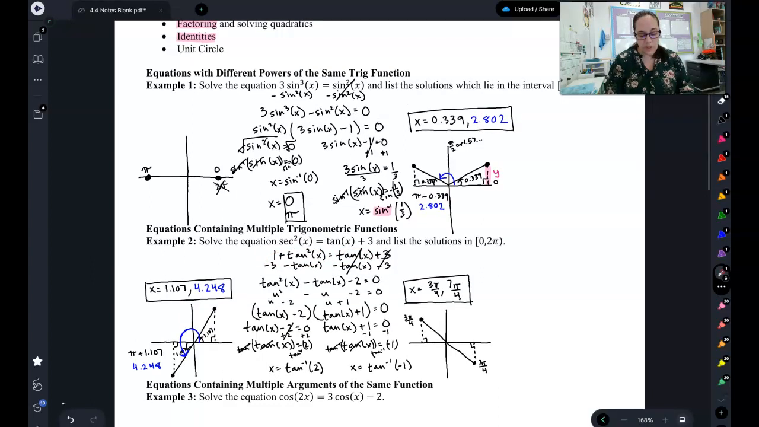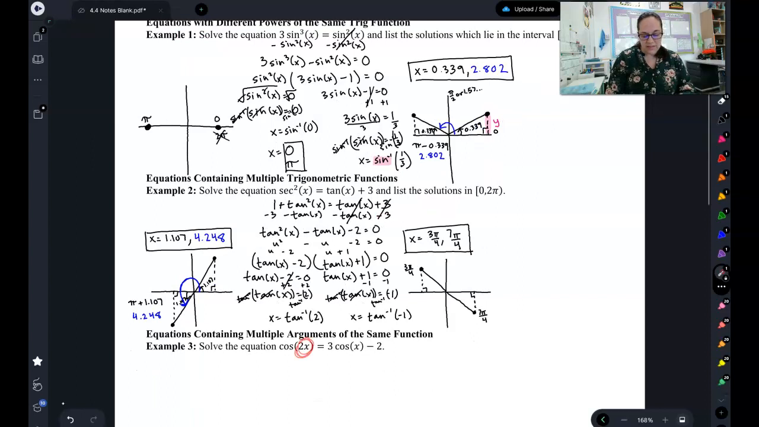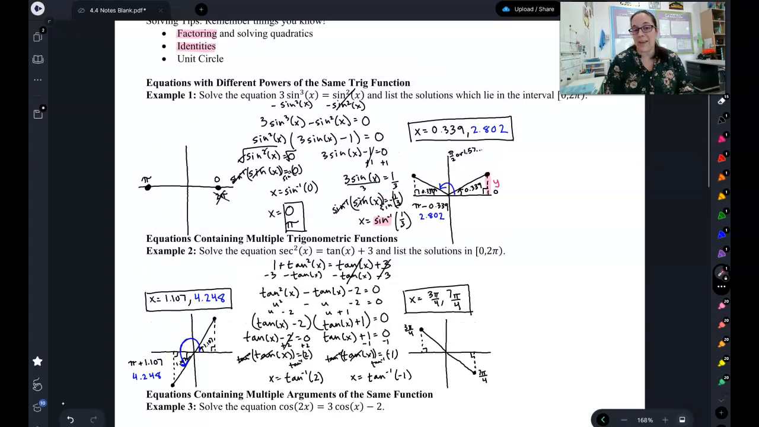In the next video, we're going to talk about what happens when the insides are the same. So we have the same trig function, they're both cosine, but this one's a 2x and this one's a regular x. And we'll talk about that in the next video.